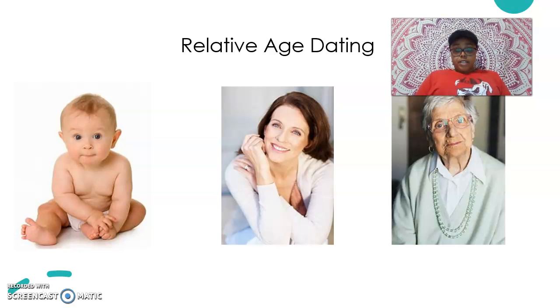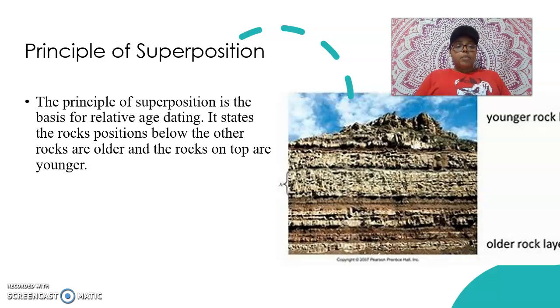Let's learn the different methods. As you see, principle of superposition. The principle of superposition is based on relative age dating. It states that the rocks positioned below the other rocks are older and the rocks at the top are the youngest. As you see over here, the bottom rocks are the oldest. That one all the way to the top is the youngest. So the more they stack rocks on top, the youngest will always be at the top. The oldest will always be at the bottom.